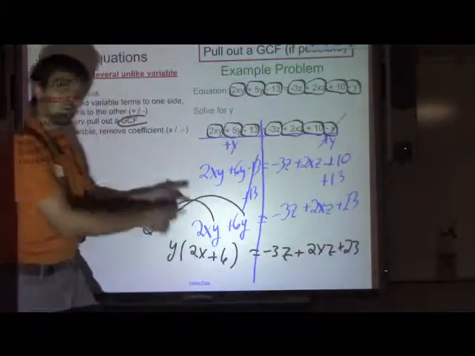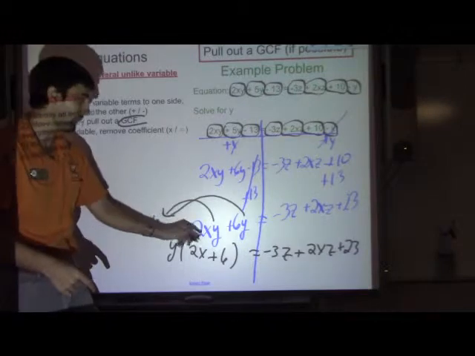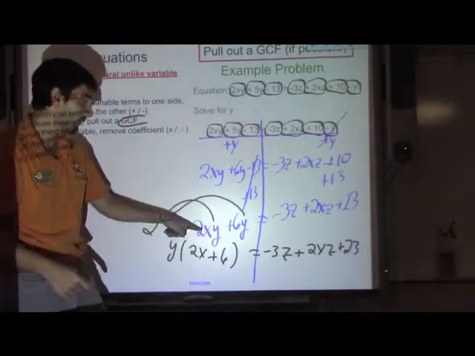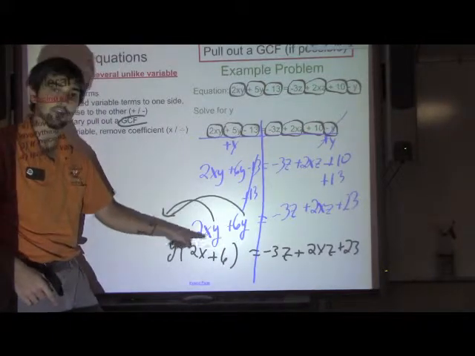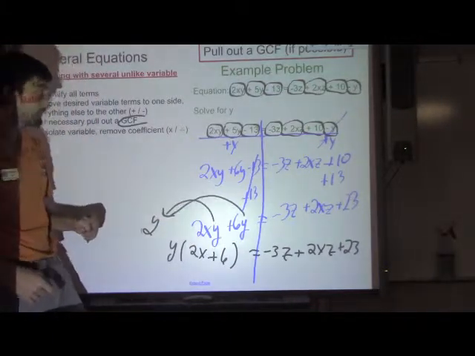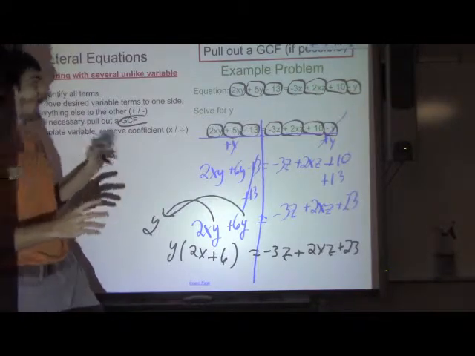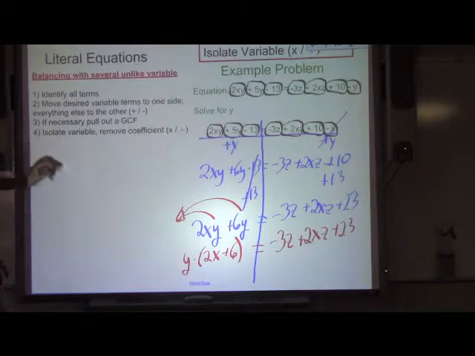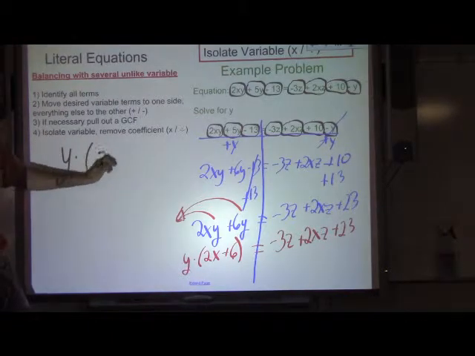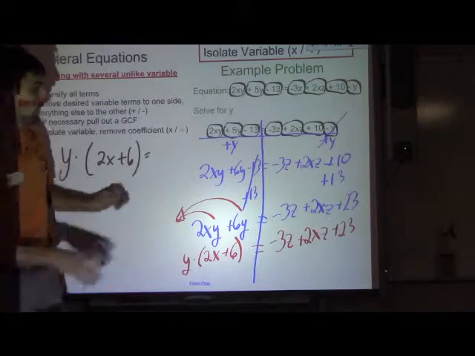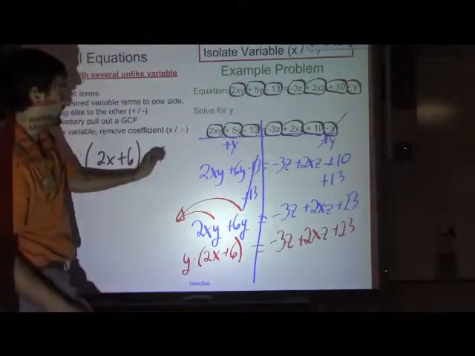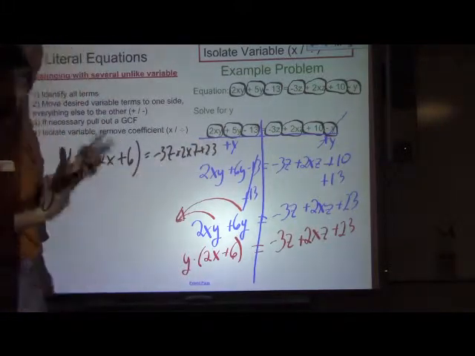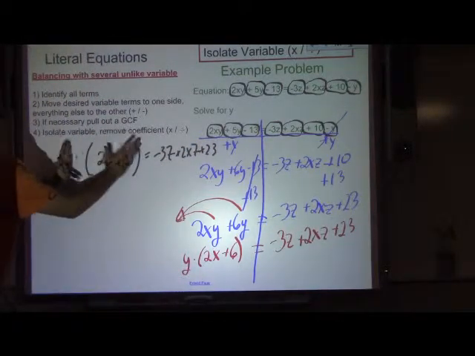Now, most of the time, you won't have to pull out a GCF, but if you ever have two terms that both have the y, but we can't combine them because this has an x, you just have to pull it out. All right, so now that we've gotten everything pulled out, you do the final step, which is to multiply or divide by the coefficient. So we've got y times parentheses 2x plus 6 equals negative 3z plus 2xz plus 23. The final step is to get rid of this coefficient.